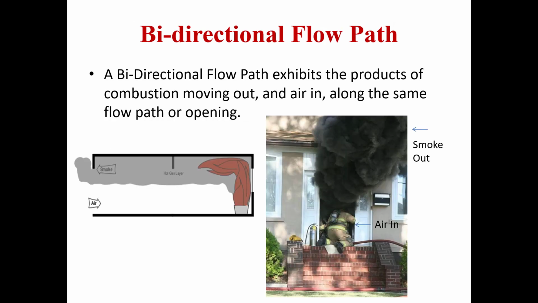Then we have bidirectional flow path. A bidirectional flow path exhibits the products of combustion moving out and air in along the same flow path or opening. So here we have the seat of the fire, heated gases moving out at the top, and fresh air coming in at the bottom. This is what it would look like at a residential structure fire. So this is very common for firefighters to work within this type of flow path.